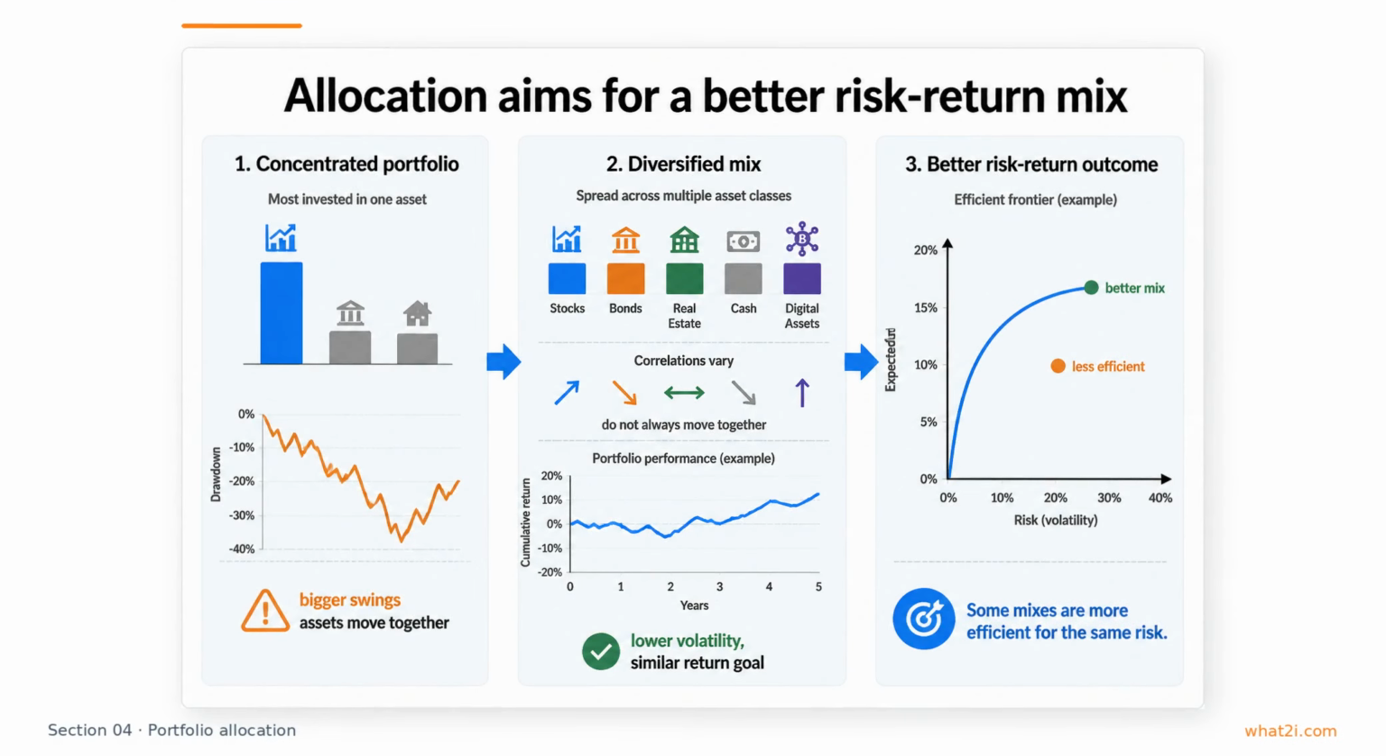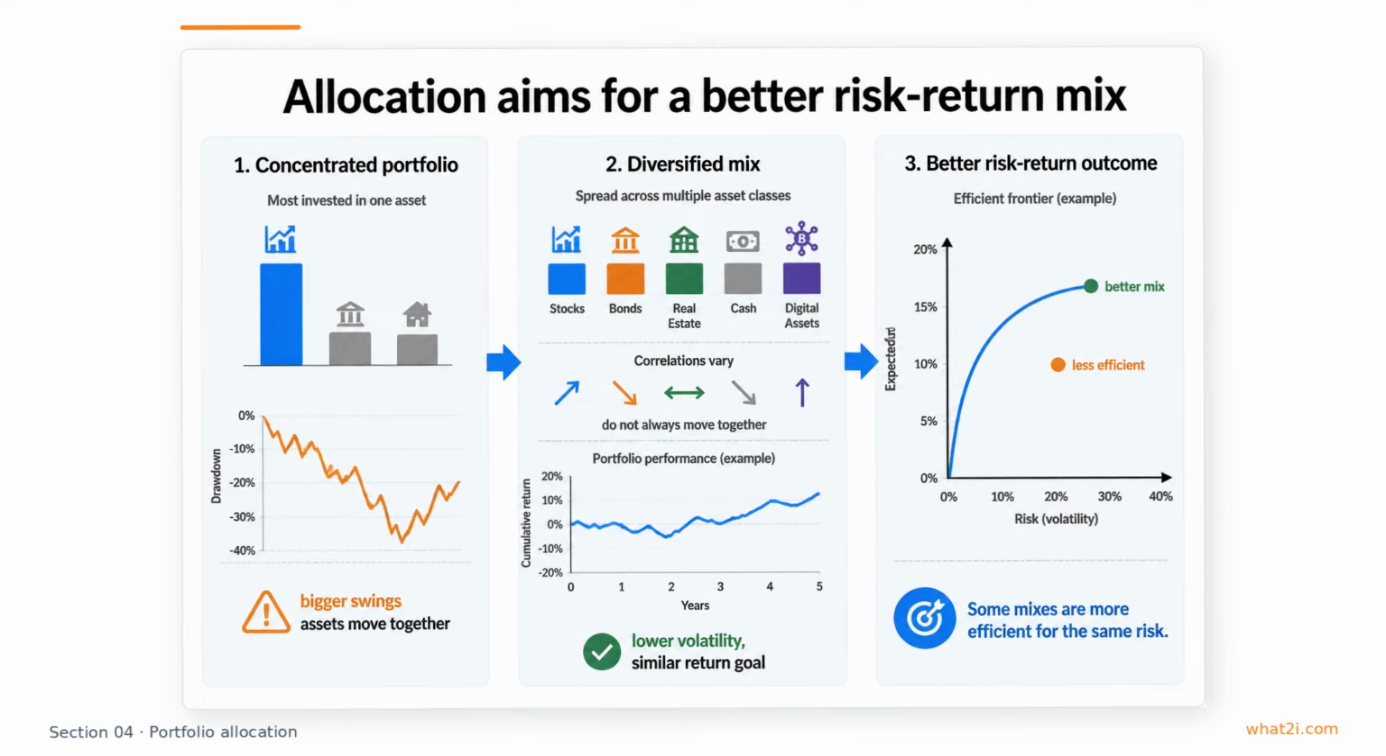A thoughtful allocation aims for a better trade-off between risk and expected return. Instead of concentrating in whichever asset has recently performed best, it combines assets with different return drivers. That can lower portfolio volatility and sometimes preserve expected return more effectively than a narrow portfolio can. This idea connects to the efficient frontier, which is the notion that some combinations of assets are simply more efficient than others for a given level of risk. You do not need complex math to use the concept. The key message is that a better mix can sometimes achieve a similar goal with less turbulence along the way.